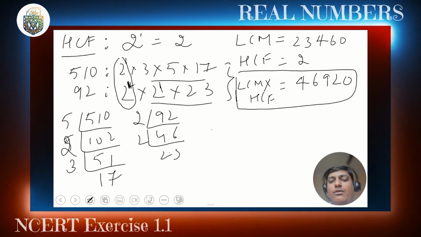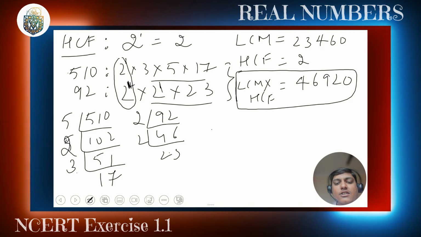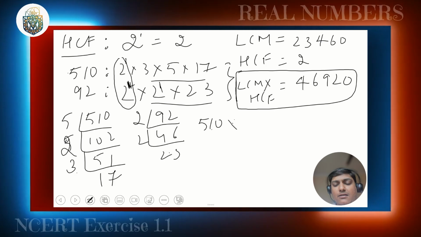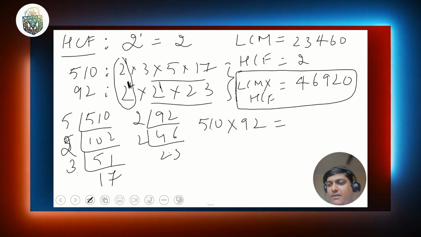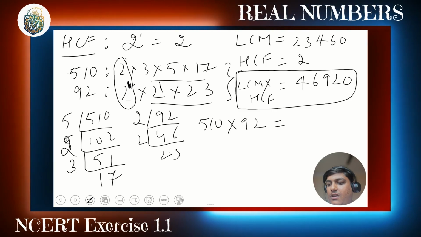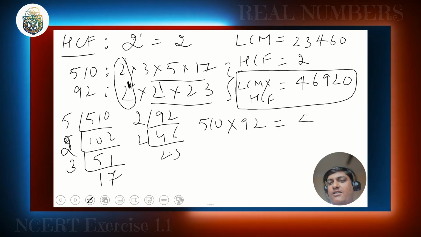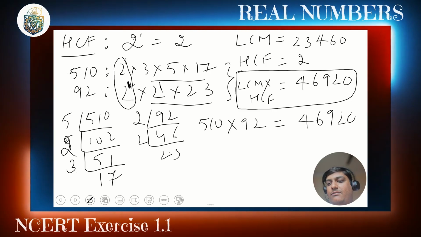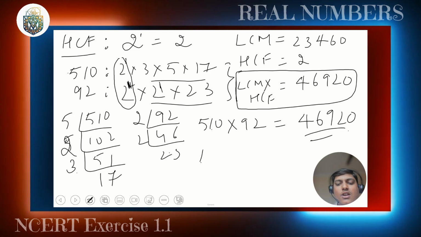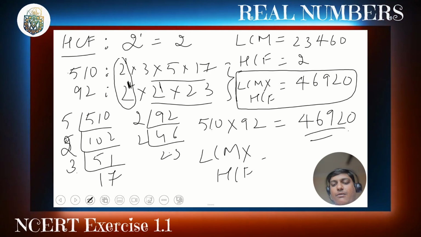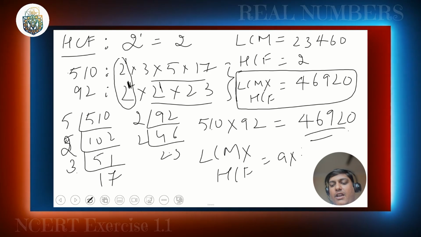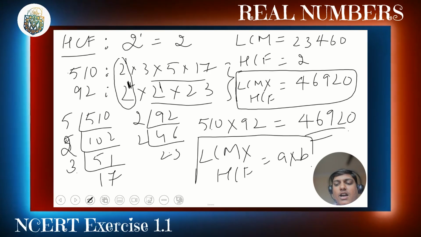Now I have to do the product of numbers, correct? So the product of numbers is basically 510 into 92. Please check. 510 into 92. If I am doing this, it is also 46,920. So we have verified that LCM into HCF is equal to the product of A into B. I hope I am clear.